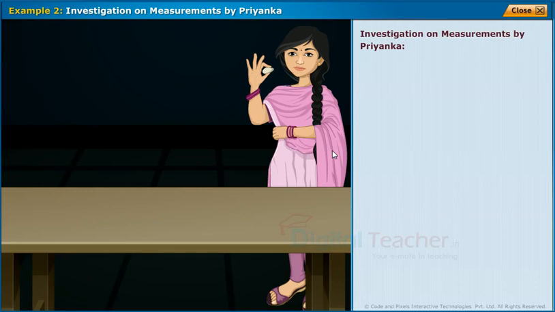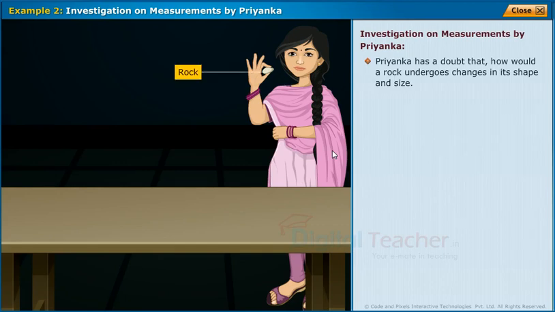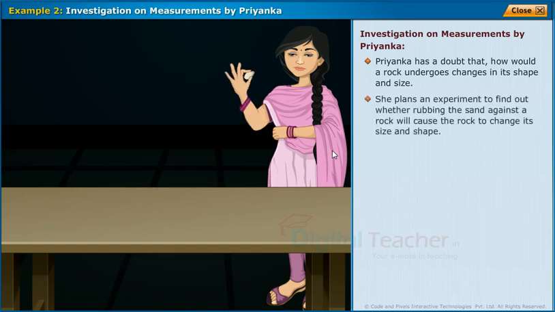Example 2. Investigation on measurements by Priyanka. Priyanka has a doubt about how a rock undergoes changes in its shape and size. She plans an experiment to find out whether rubbing sand against a rock will cause the rock to change its size and shape. Use of process skills.